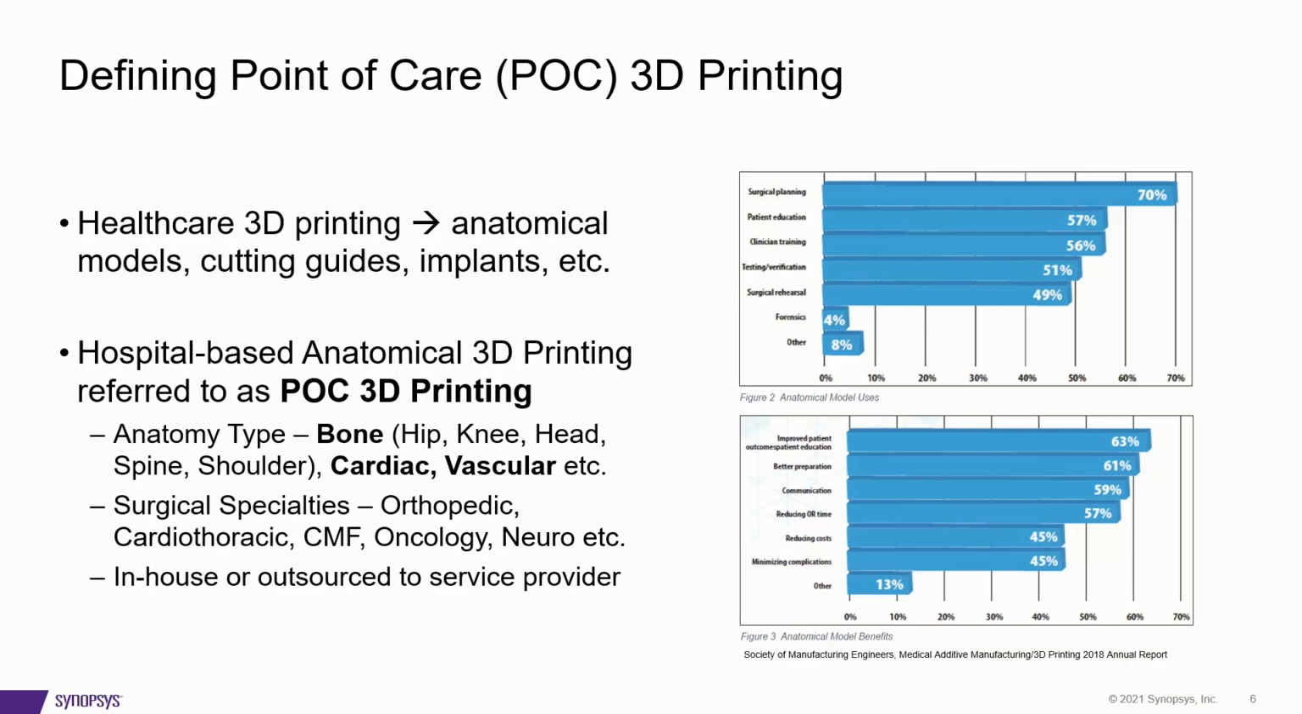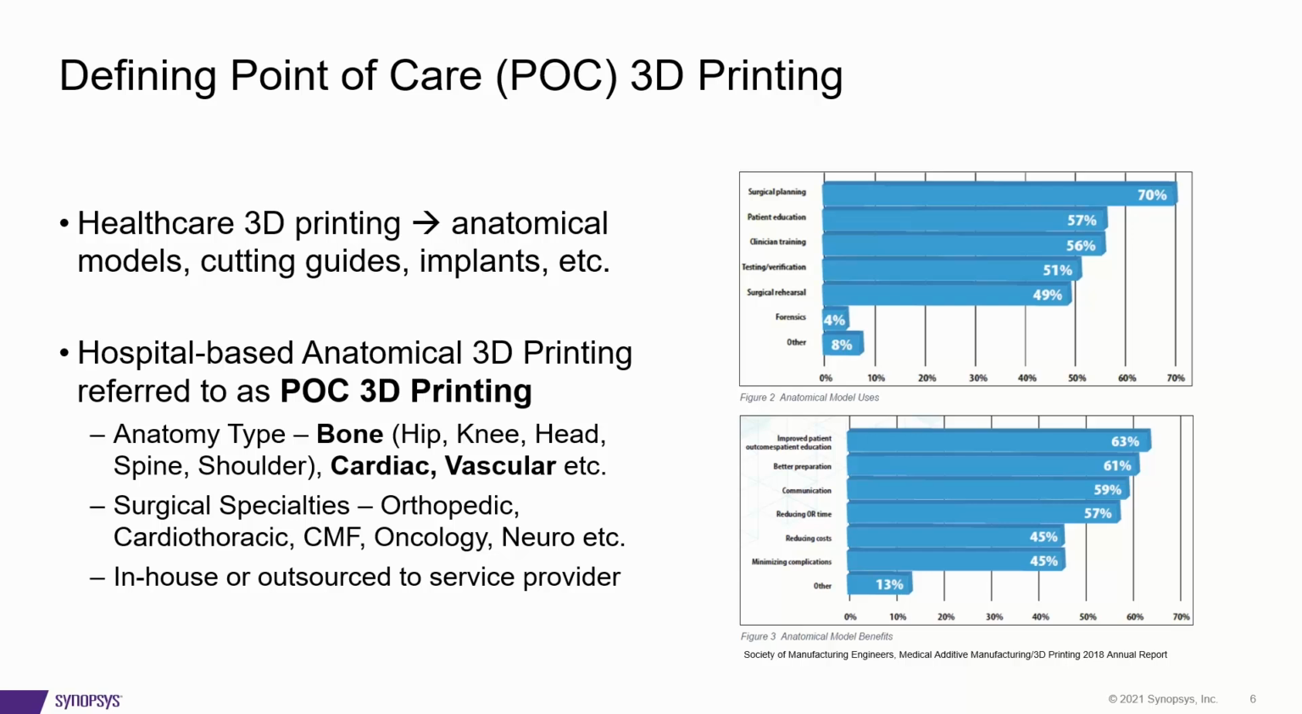In general, when you hear about healthcare 3D printing, this can be many things. It can be things like anatomical 3D printing, which I'm sure you're pretty familiar with, cutting guides, implants, and things like that, which fall under what I would consider additive manufacturing. So more of the metal additive manufacturing, as well as people developing jigs and guides and things of that nature. That's kind of the umbrella of healthcare 3D printing. For our current context, we're looking at hospital-based anatomical 3D printing. We refer to this as POC 3D printing.